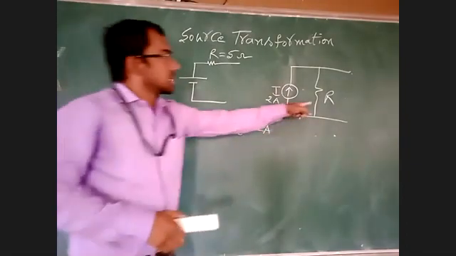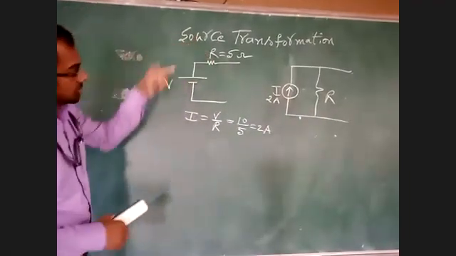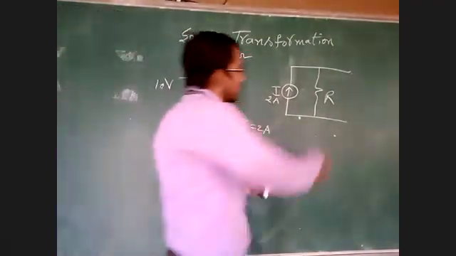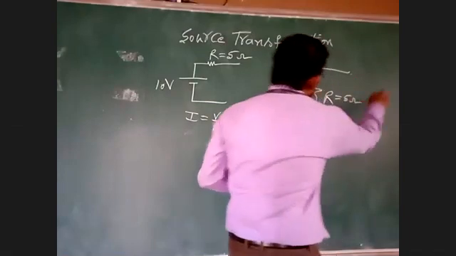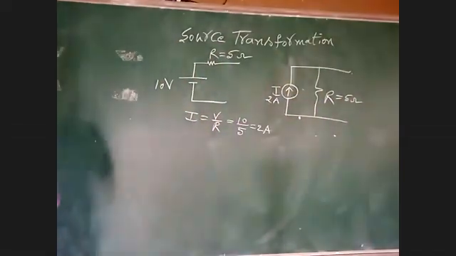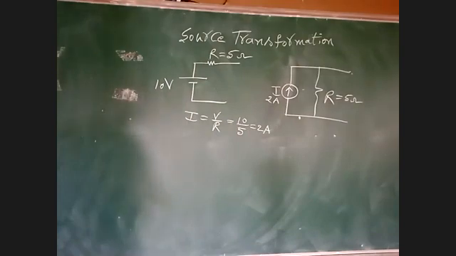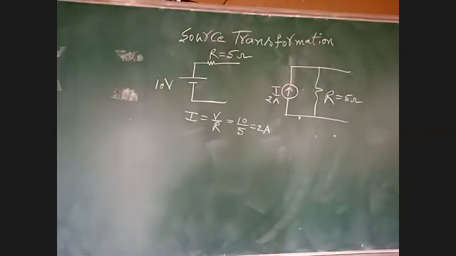Now what is this resistance? Whatever the resistance that is in series with voltage, the same resistance I will connect in parallel with the current. The resistance should be connected in parallel with the current source. We should not change the resistance. Resistance will be same in both left side and right side circuits. Only the current ampere will change. I is equal to V by R. But resistance has to be connected same. Now we have converted the voltage to current source.